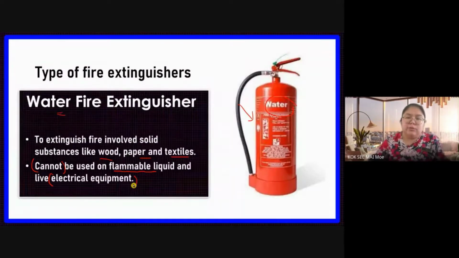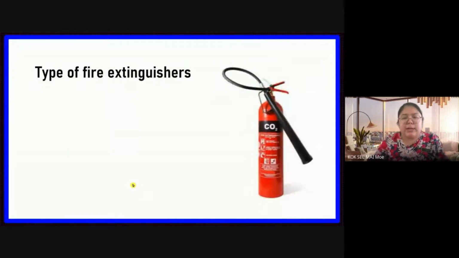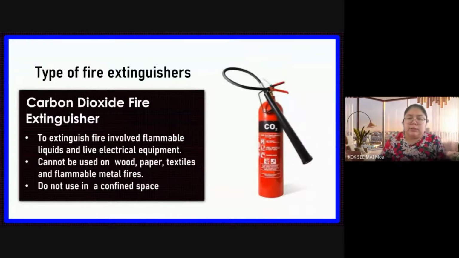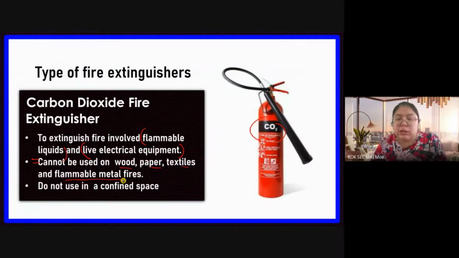Then we go to the third one, carbon dioxide. You can see CO2 written here. It extinguishes fire involving flammable liquid. For flammable liquid, we use CO2, because CO2 cannot help burning. Oxygen helps burning, CO2 cannot. So we can use this to smother the fire, and also on electrical equipment. But it is the opposite: it cannot be used on wood, paper, textile, and flammable metal fire. So CO2 is the opposite of the foam and water. What they cannot do, CO2 can. What they can do, CO2 cannot.